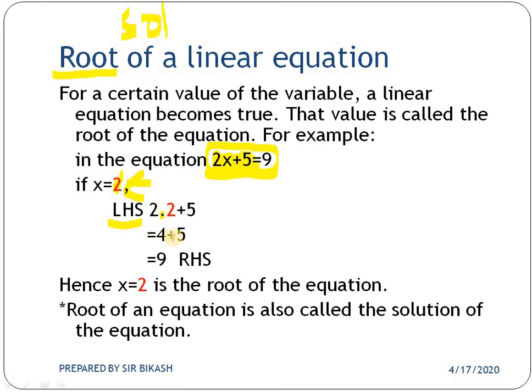So 2 into 2 is 4, plus 5, so 4 plus 5 is what? 9. So it is the same as the right hand side. So left hand side is equal to right hand side. So for the value of x equal to 2, this equation becomes true. Yes or no? So that's why x equal to 2 is the root of the equation. Remember, root of an equation is also called the solution of the equation. Okay, let us go to the next slide.